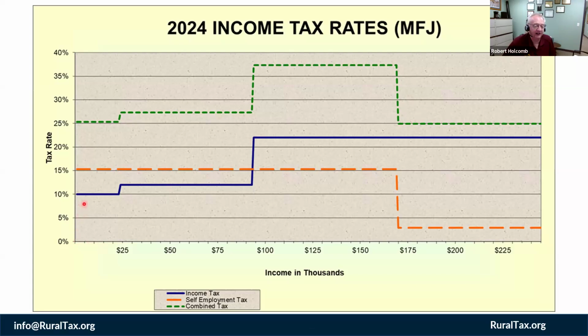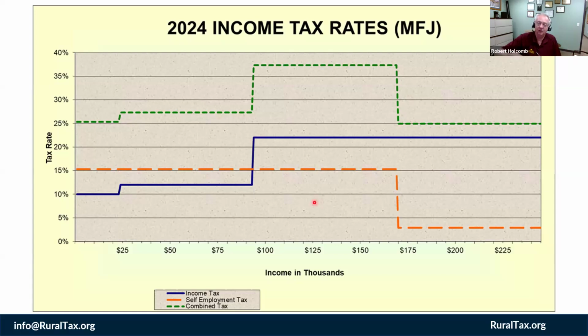Now the chart here is real simple. The blue line, and again, these are 2024 tax rates, married filing joint. The blue line here are your regular tax rates. We've got a 10% bracket, a 12% bracket, then it jumps to 22.